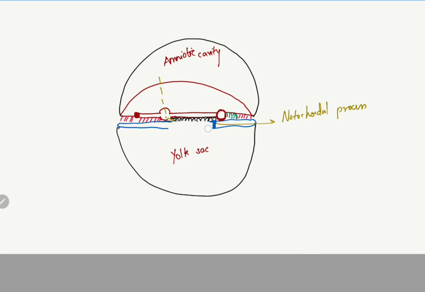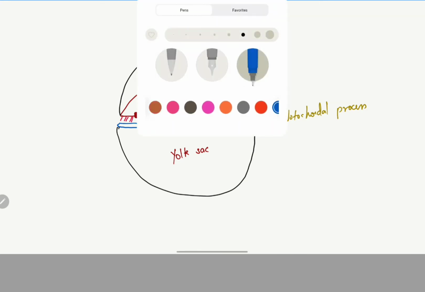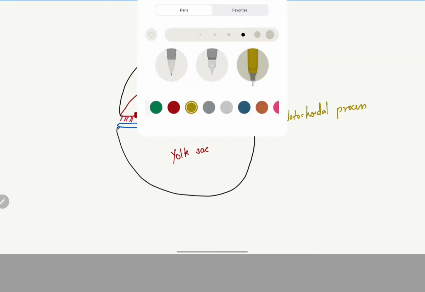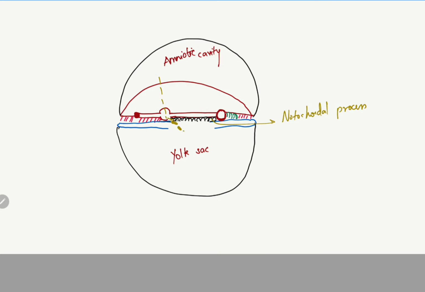The floor alone will be disintegrating. So now what happens? The amniotic cavity will be temporarily connected with the yolk sac. This happens only temporarily, and this is not a permanent connection. So the amniotic cavity will be communicating with the yolk sac.